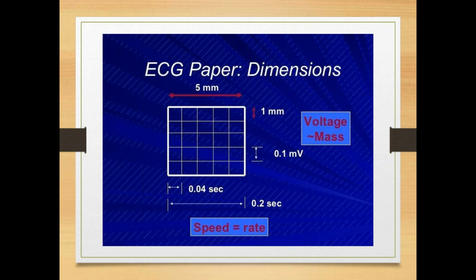Now coming to standardization. The ECG machine records a shift of 10 millimeters on the ECG paper for standardization. One small square is 0.04 seconds of the cardiac cycle.